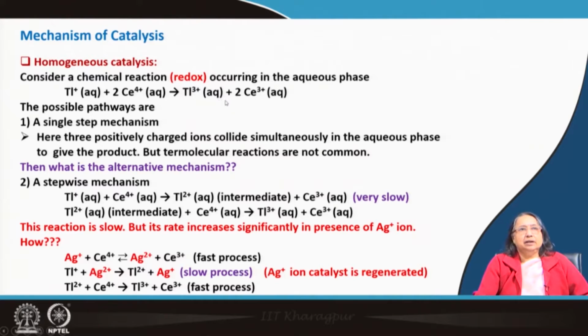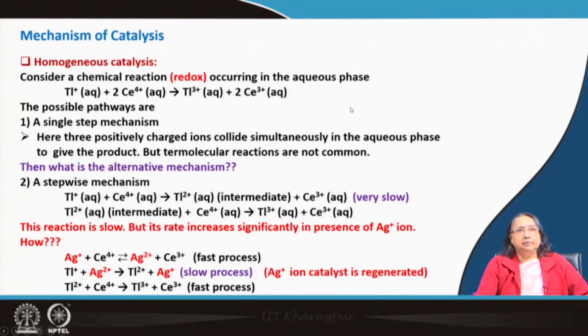And this is the balanced equation. Now, the possible pathways, I already told you about the mechanism. So, now at least we can think about the possible pathways. We can think about a single step mechanism. If it is a single step mechanism, here the positively charged ions collide simultaneously in the aqueous phase to give the product. So, collision is necessary. If it is a single step process, then it will be a termolecular reaction, and we already know now that termolecular reactions are not very common.